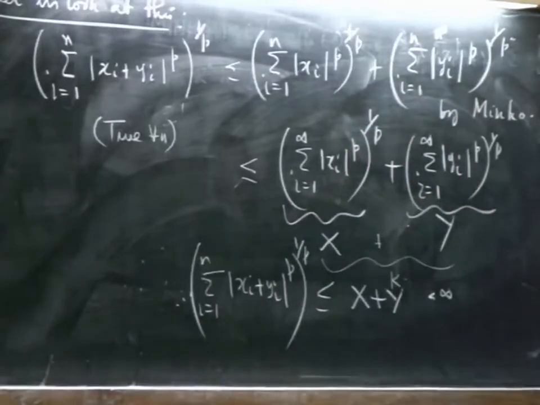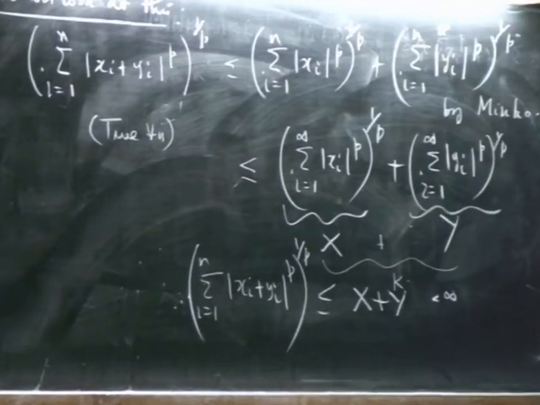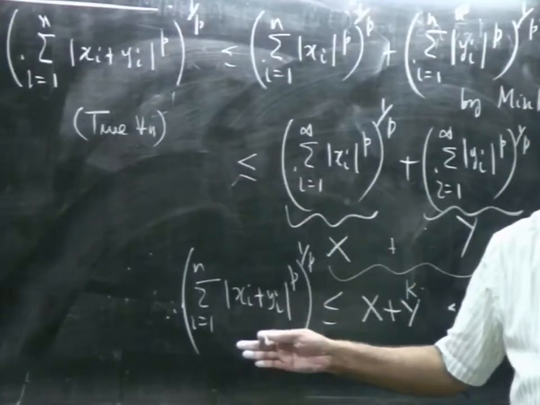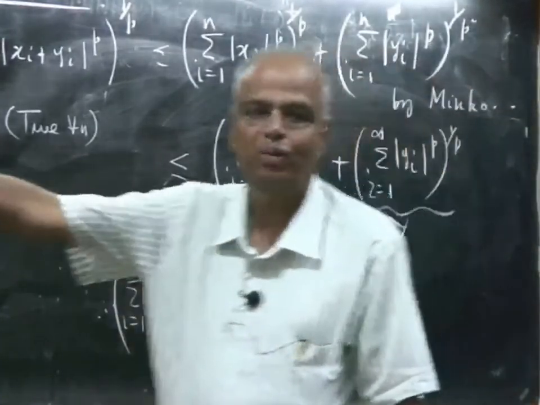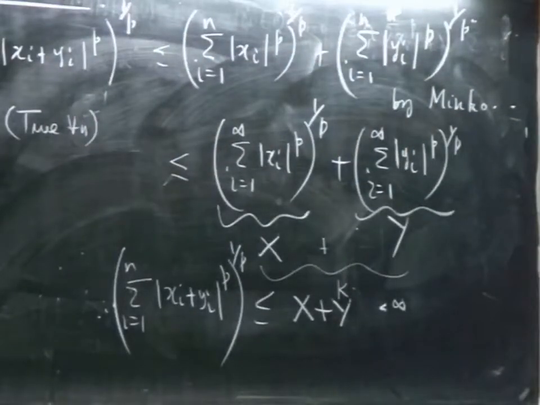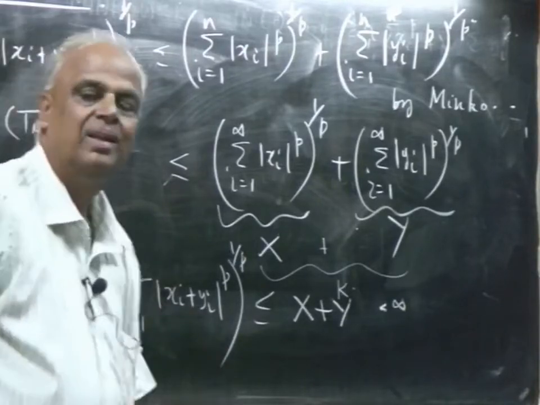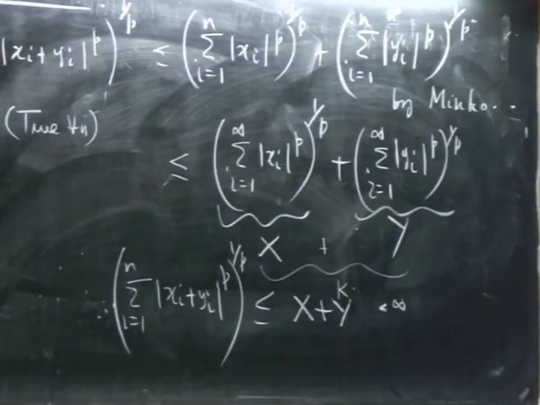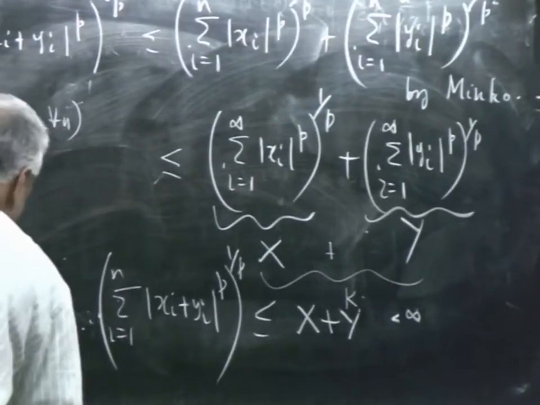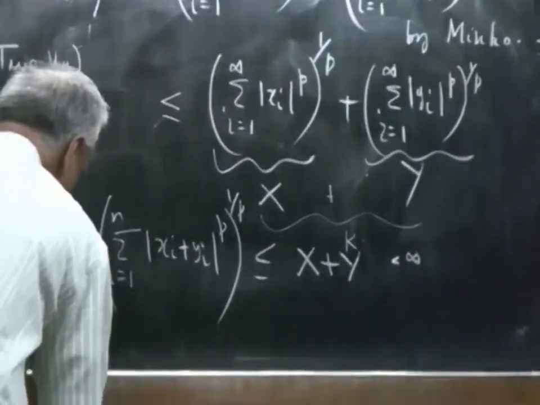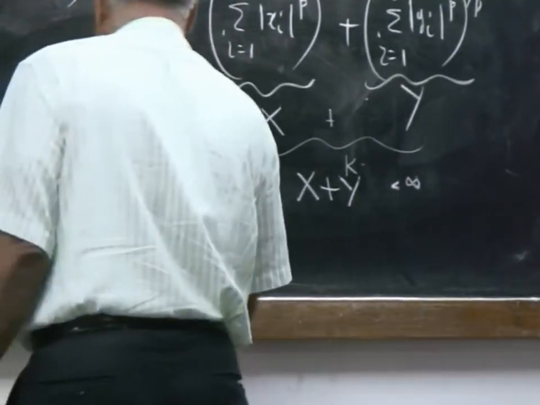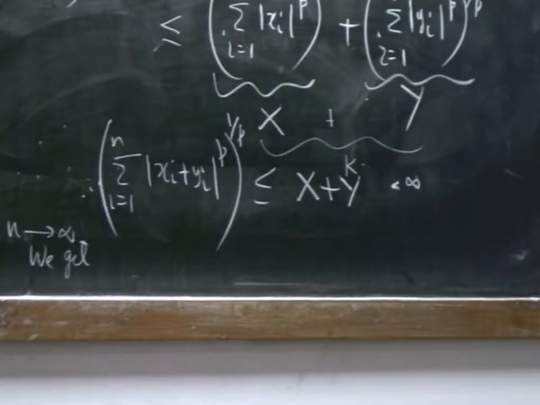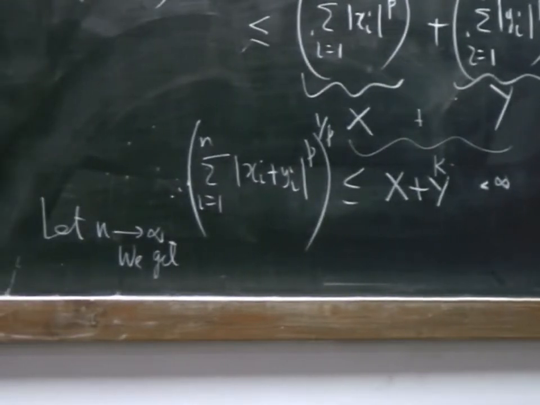And we are done. And not only that, we can now let n go to infinity, and what do we get? What we are looking for. Let n go to infinity, you get this. Partial sums are bounded, and therefore the least upper bound must be smaller than or equal to any bound. So therefore, let n go to infinity. The general Minkowski's inequality. So the general Minkowski's inequality will state now.